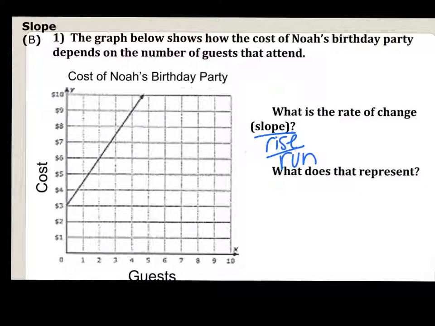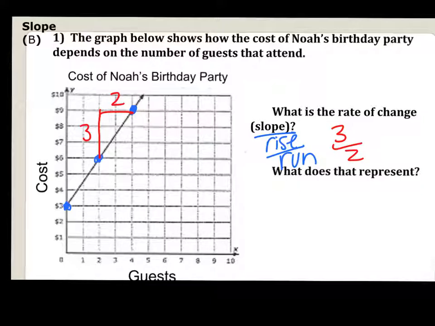So you need to find coordinate points. There's one here that works perfectly. This one works perfectly, and that one works perfectly. It doesn't matter which 2 points you pick. You just pick something and you find the rise, which is 3. And then you find the run, which is 2. So your slope or rate of change is 3 over 2.